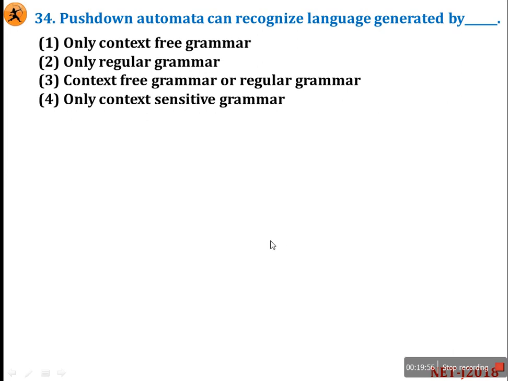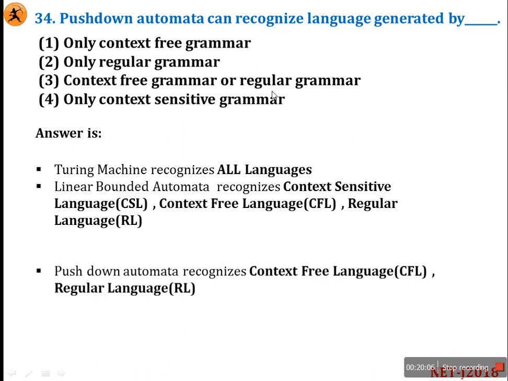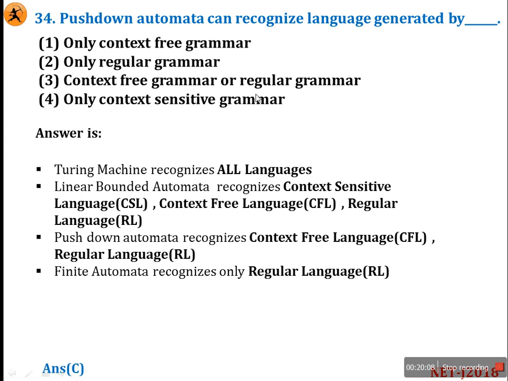Then we'll move to: Pushdown automata can recognize which language? Just now I have explained, already I have given a table. Pushdown automata can recognize context free language or regular language. I explained this in the first slide. Turing machine can recognize all languages. Linear bounded automata recognize context sensitive, context free, and regular languages. Pushdown automata machine can recognize context free language and regular language. Finite automata machine only reads a regular language.